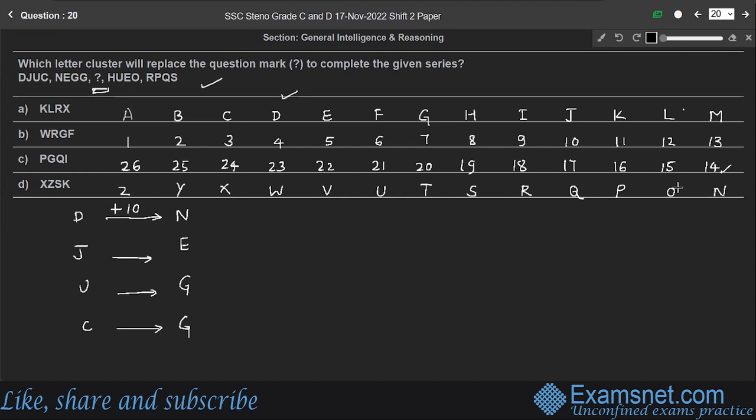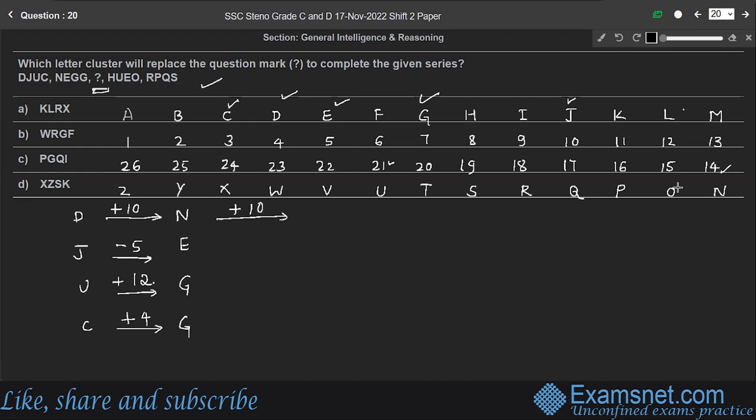Here J is 10. E is 5, so J minus 5 is E. U is 21 and G is 7; 21 plus 5 is 26, plus 7 gives G. So U plus 12 is G, the 7 plus 5 being 12. And C is 3, G is 7, so C plus 4 is G. To get the next cluster, we have to add 10 to the first letter.